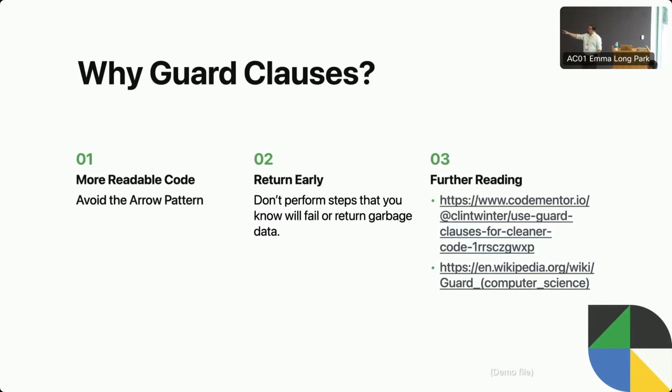Guard clauses let us return early. If I don't have my parameters, I don't need to run a computationally expensive database check to look up a customer. I can save the server that workload. I can save my customer or my user the time it takes for that lookup to happen. I can just say, nope, this isn't going to work. I know it's not going to work because I don't have everything I need. So let me just get out of it early.